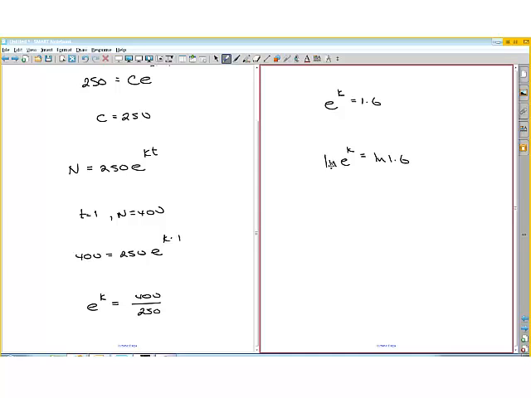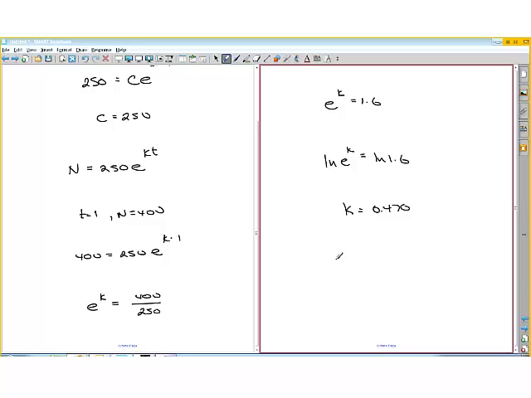So it's kind of opposite of what we've been doing. Before we said, e to the natural log of something was something. Here, the natural log of e to something is something. So the left-hand side becomes k, and the right-hand side is just the natural log of 1.6, which you use a calculator for. So I get k is equal to 0.470.